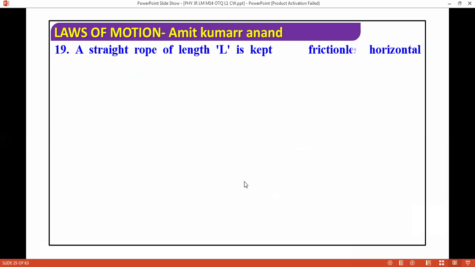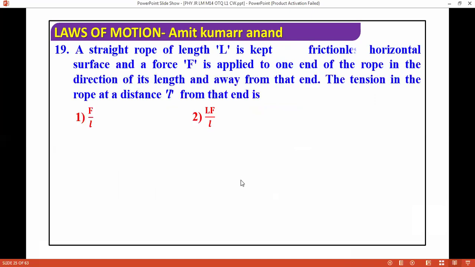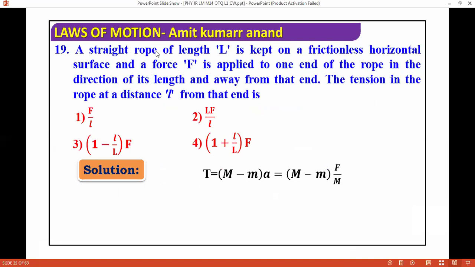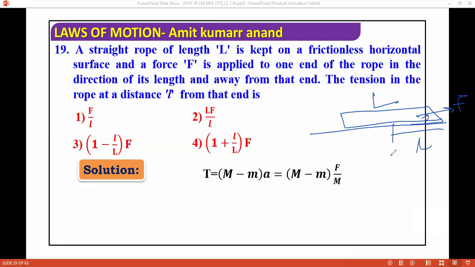This is a very, very important and very good question. A force is applied on one end of the rope in the direction of its length, and away from that end, the tension in the rope at a distance l from the end is asked. In the following question, a straight rope of length L is kept on a frictionless horizontal surface. A force F is applied to one end of the rope, in the direction of its length. The question is asking what is the tension in the rope at a distance l from this end.